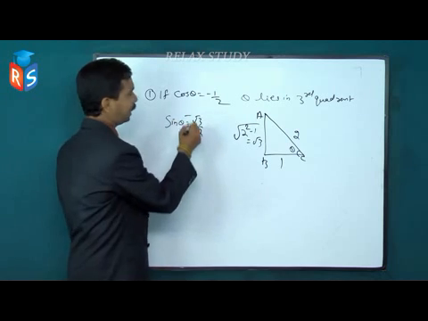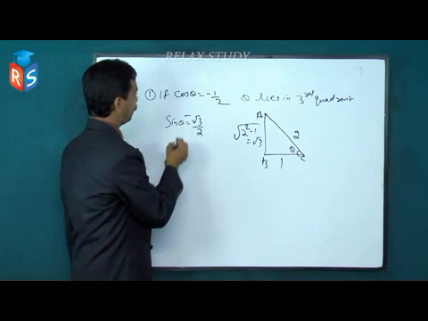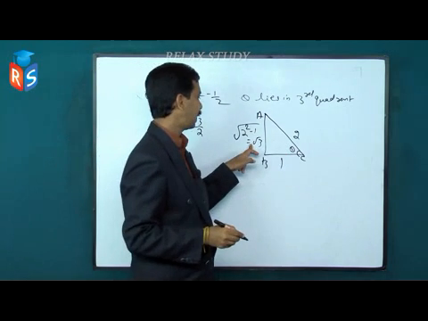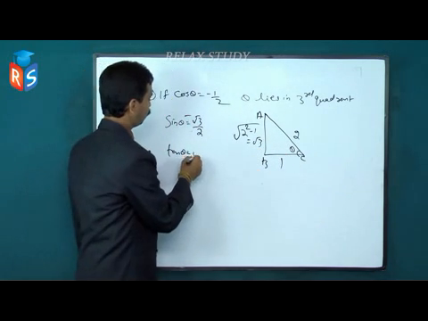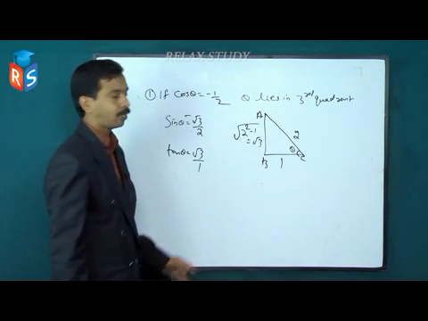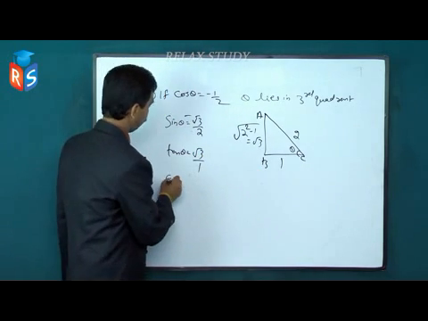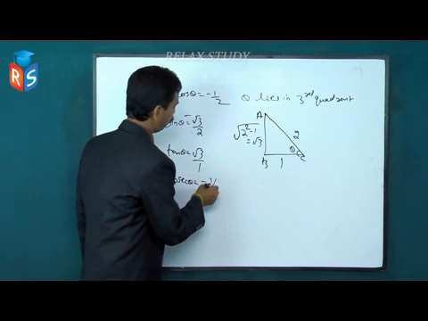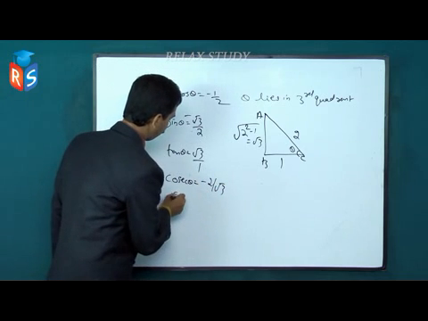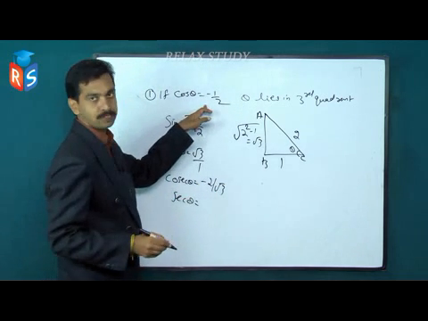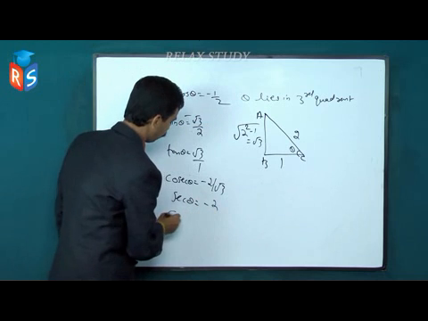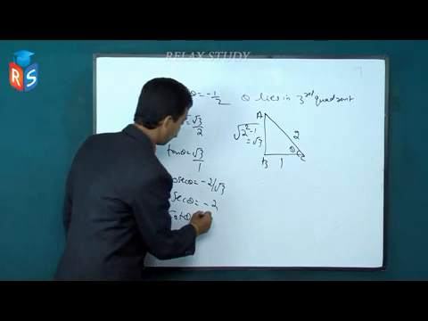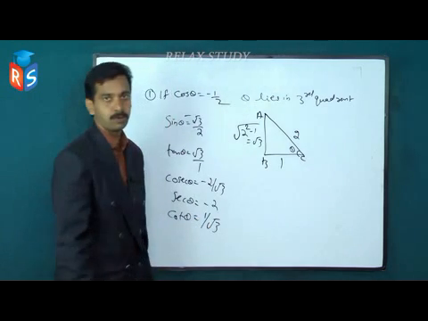So sin theta equals minus root 3 by 2. Cos theta is given. Tan theta equals opposite side by adjacent side, so root 3 by 1. In the third quadrant, tan is positive. Then cosec theta is the reciprocal of sin theta, minus 2 by root 3. Sec theta equals the reciprocal of cos theta, so minus 2. Cot theta is positive because theta lies in the third quadrant. Reciprocal of tan theta, 1 by root 3.